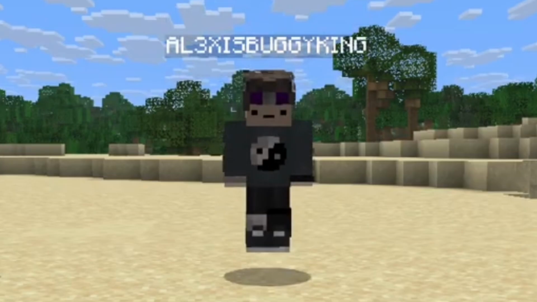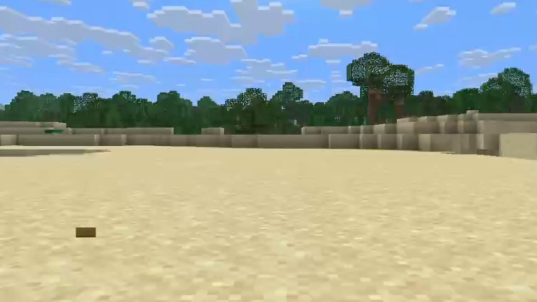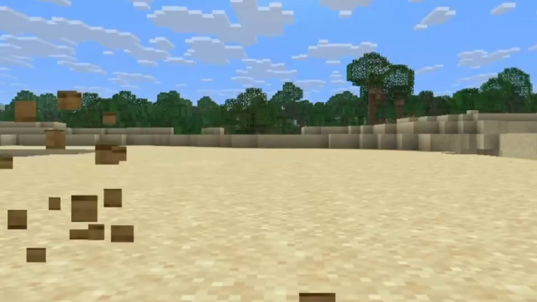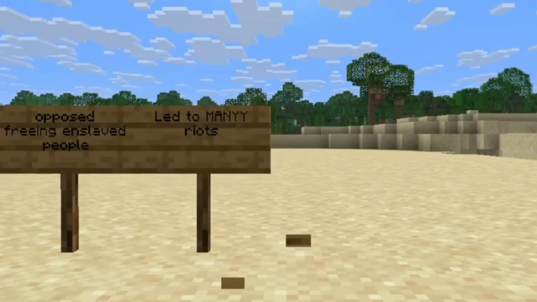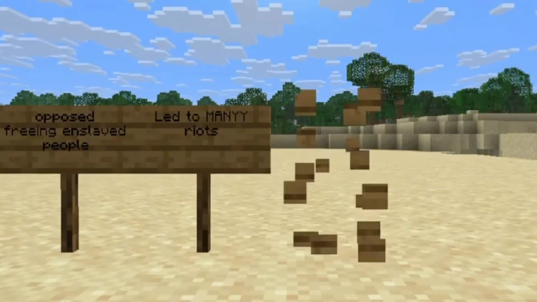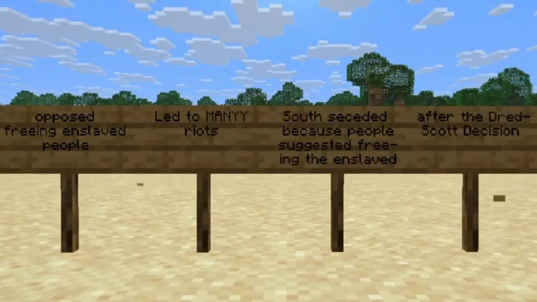Alex, who was the winner? The Dred Scott decision won. This is because it could be considered the very start of the hot topic of racism and the divide in our country. It solidified the oppression of enslaved people becoming free and led to many riots and uprisings. It caused the South to secede when people were suggesting to free slaves after the Dred Scott decision.